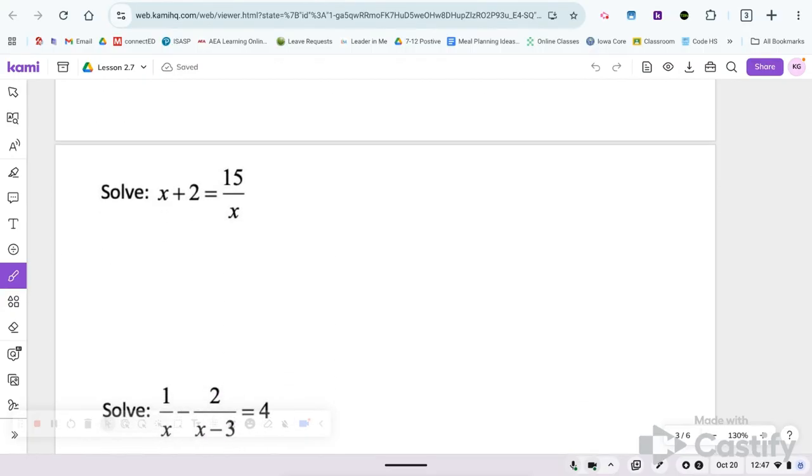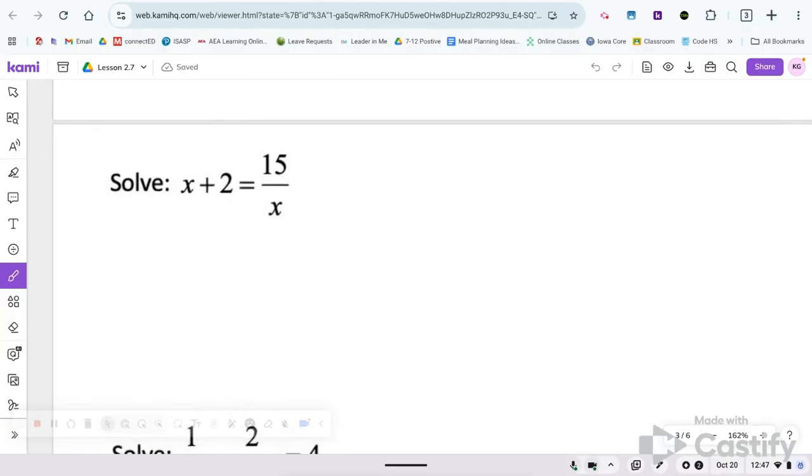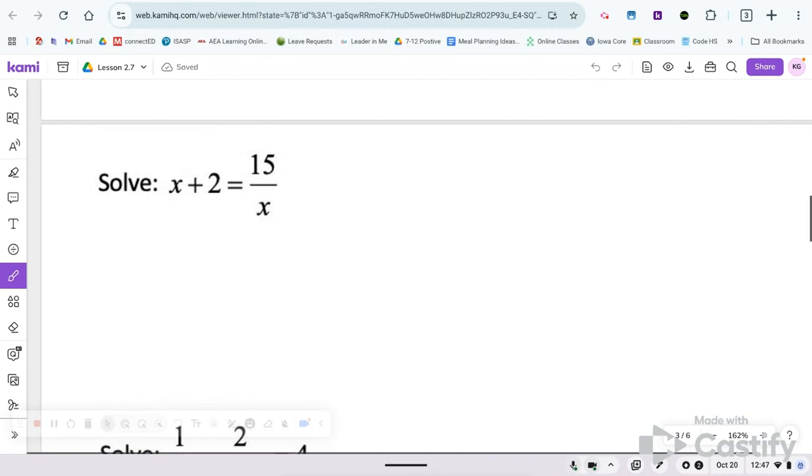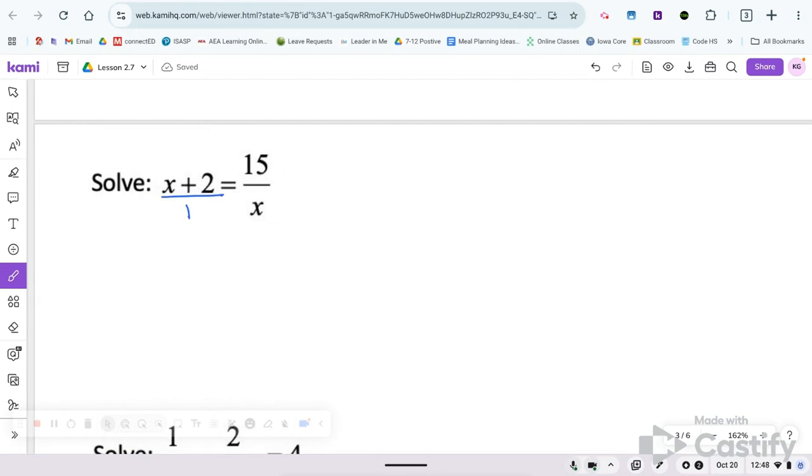So we're starting here with solving x plus 2 equals 15 over x. And the first thing we're going to want to do is make the left side into a fraction. So I'm just going to put it over 1. And then I'm going to want to make common denominators. So I need to multiply this one by x, top and bottom. Once I have common denominators, I can cross them out and then solve as normal.